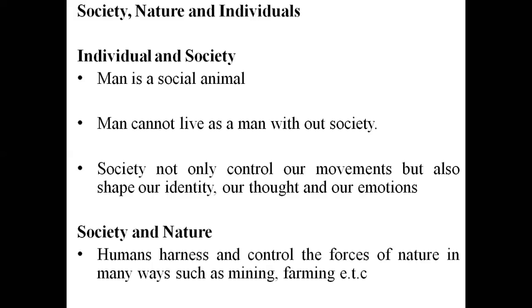Another thing we want to look at is the relationship between society and nature. We'll discover that in a society, we depend on nature to survive. We harness nature and control the forces of nature in many ways. One way in which we depend on nature is through our farm products, farming, mining. We can keep naming those things we do on nature. And in return, human activity is also harming nature, and that's why there should be a balance in the ecosystem.